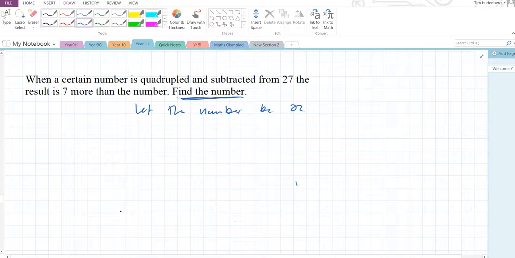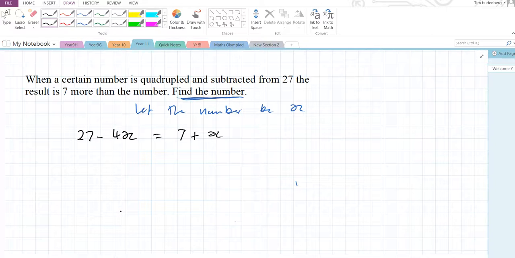be x. Alright. When a certain number is quadrupled, well, that means 4 times the number, and then subtracted from 27, so 27 minus 4x, the result is 7 more than the number. Okay? Now, we have an equation, so we need to solve it.